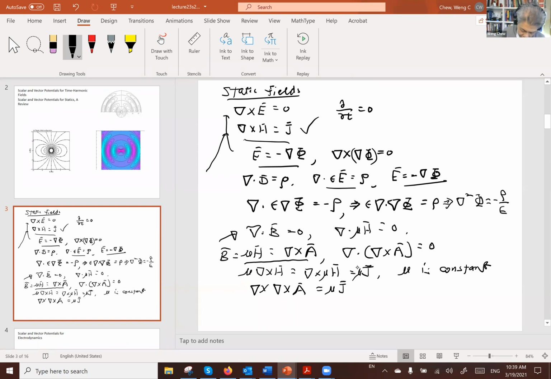And then I use the famous back of the cap formula, just always bearing in mind that when I have a double curl, the parenthesis over the first curl is implied. So using the back of the cap formula, this becomes gradient of the divergence of A minus the divergence of the gradient of A is equal to mu J. And this equation looks rather complicated, but we can simplify it by assuming that divergence of A equal to 0, which is Coulomb's gauge.